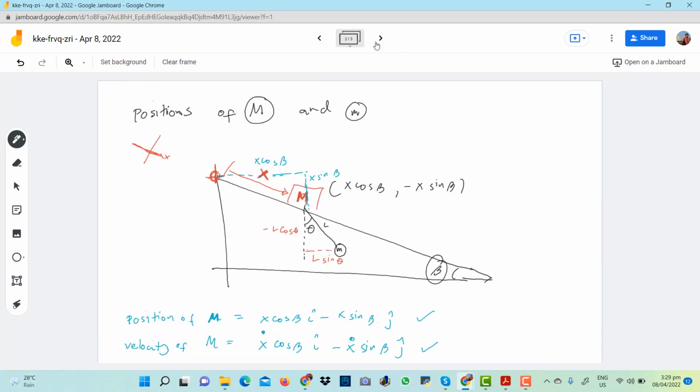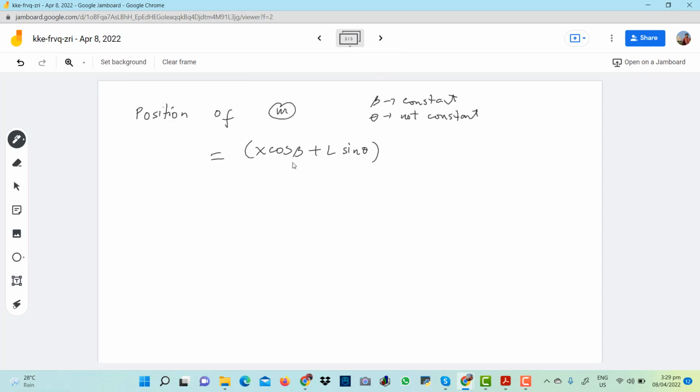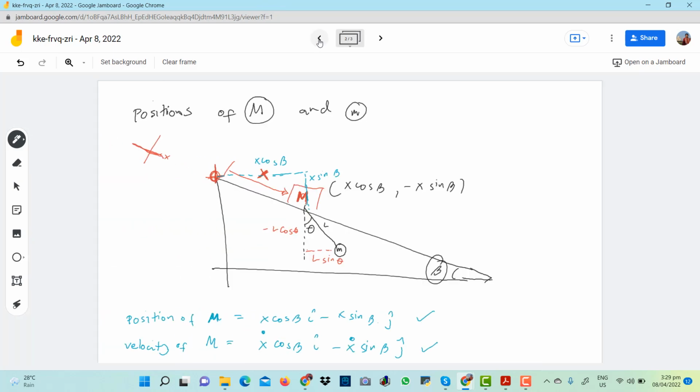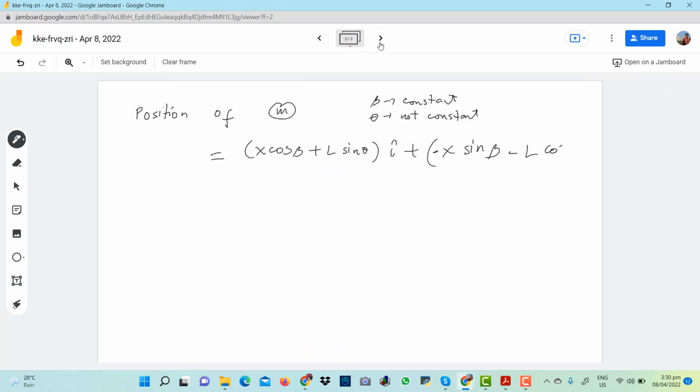So I have x cosine beta plus L sine of theta i hat, plus x sine of beta, minus, I think this is minus, minus x sine of beta minus L cosine of theta, not beta but theta. So this is L cosine of theta j hat. Beta is constant, L is also constant. Okay, so I have the position. You can solve for the velocity, right?